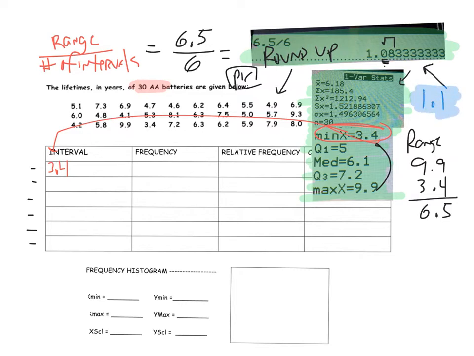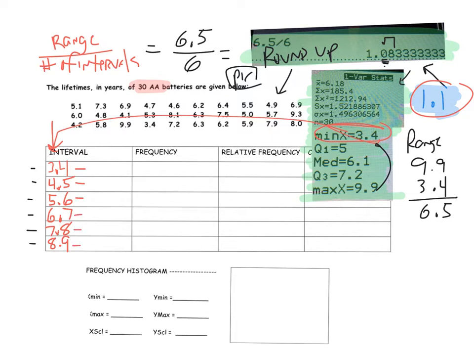What I'm going to do is take this minimum value, and I'm going to keep adding 1.1. So here I have 3.4 plus 1.1 is 4.5. 4.5 plus 1.1 is 5.6. 5.6 plus 1.1 is 6.7. Then 7.8. And then 8.9. So those are the starting points of my 6 intervals.